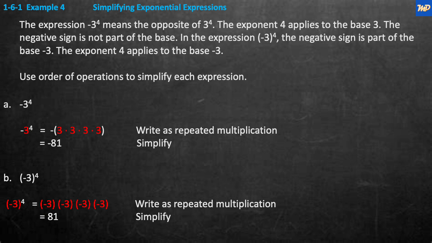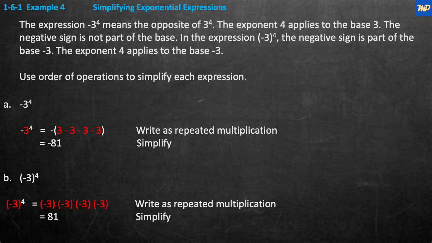And you're saying that because you've got the parentheses surrounding the entire thing. So that's the grouping symbol. The grouping means this negative sign goes with the 3. In the previous one, the negative doesn't go with the 3. It goes with the entire problem, not the 3. Okay? So the negative sign is part of the base. The exponent 4 applies to the entire base.